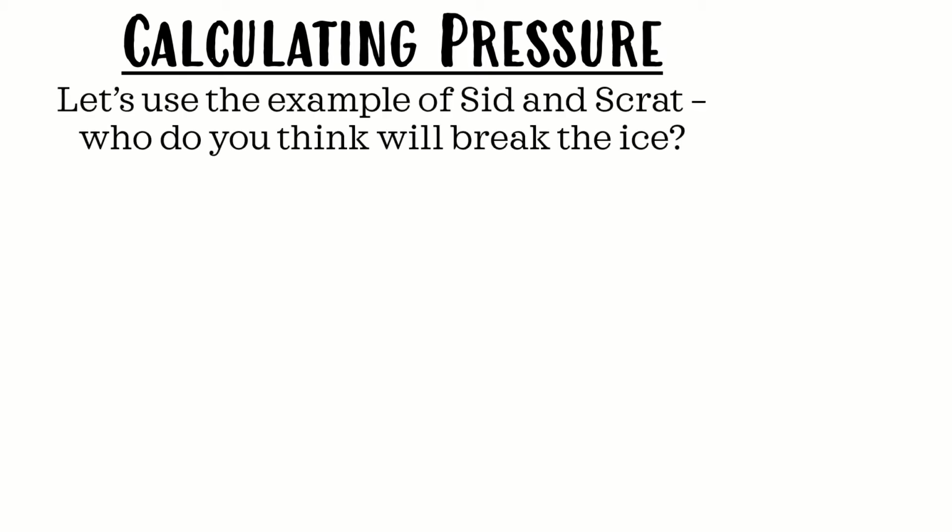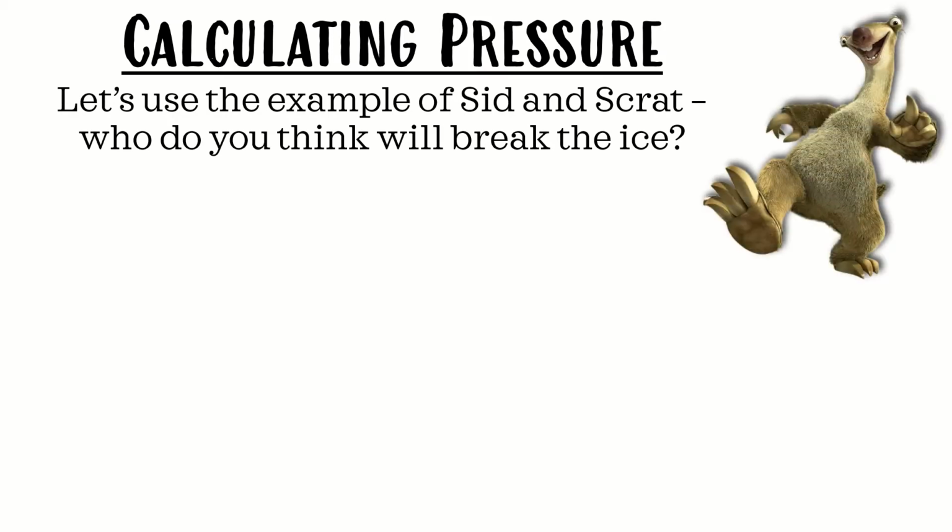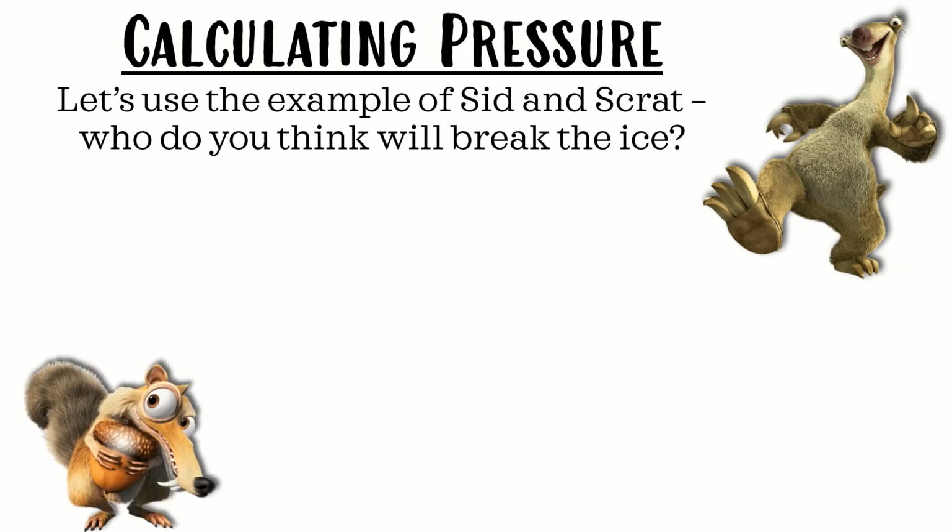So now we're going to calculate pressure using our equation. But first of all, we're just going to consider it and think about two examples. So I've chosen Sid and Scrat from Ice Age, and we're going to think about the pressure that they exert on the ice when they dance and play with their acorn in Ice Age. So let's use the examples of Sid and Scrat and see who we think is going to break the ice. Sid with his big fat feet, or Scrat with his favorite little acorn.